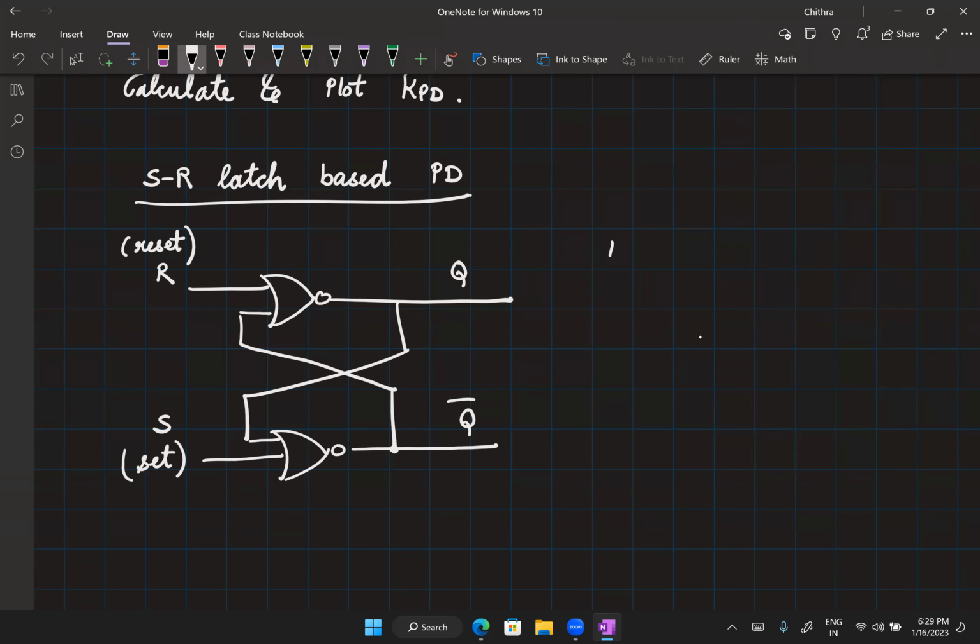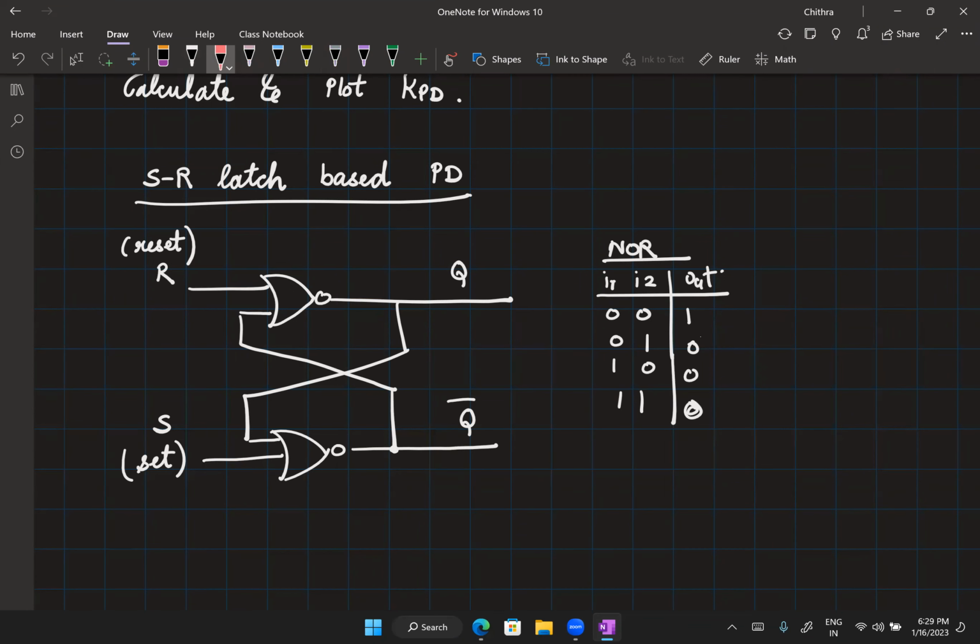Okay, so quickly tell me the truth table for NOR. 0, 0, 1; 0, 1, 0; 1, 0, 0; and 1, 1, it will be 0. Basically, if I have 1 as one of the inputs, my output is immediately 0. So if I have 1 as one of the inputs, I don't even have to worry what the other input is.